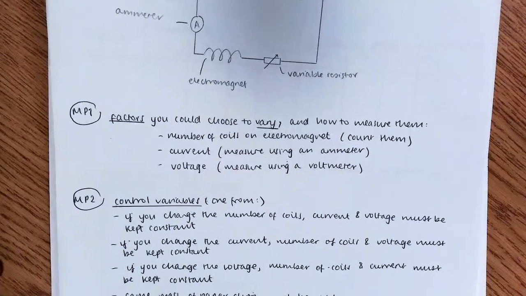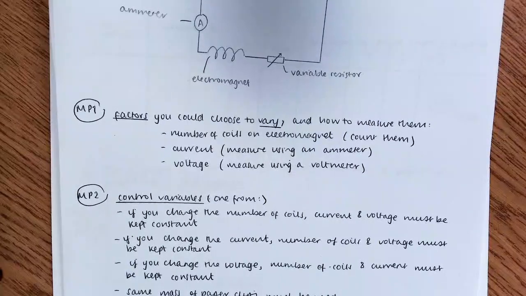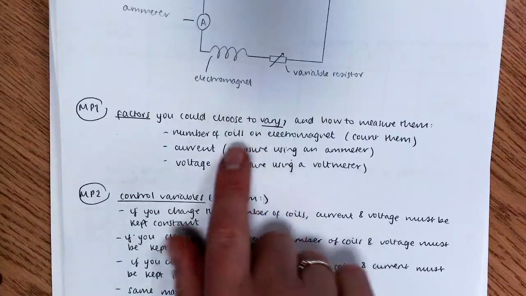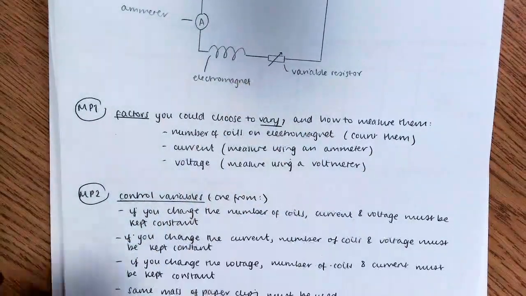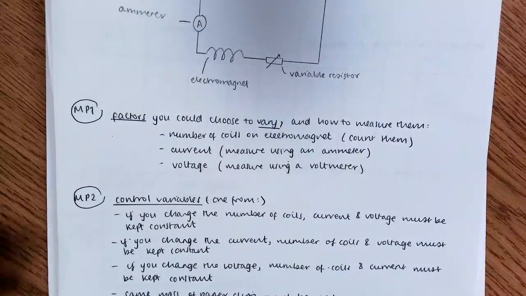For the first marking point, you had to correctly identify something that you would change. So you also have to say how you would measure that. You may well have chosen to change the number of coils, so the number of turns you have on your electromagnet. Well, that's easy to measure, you just count them.